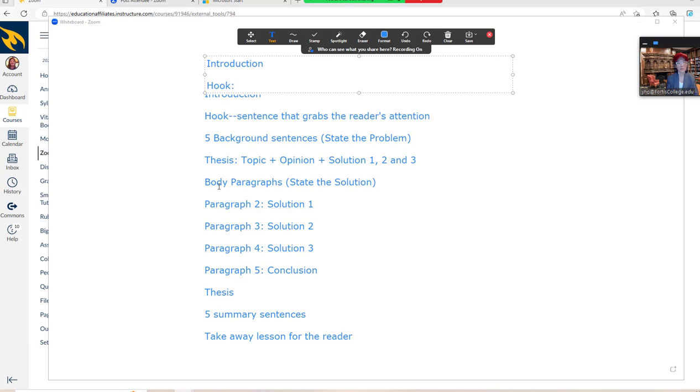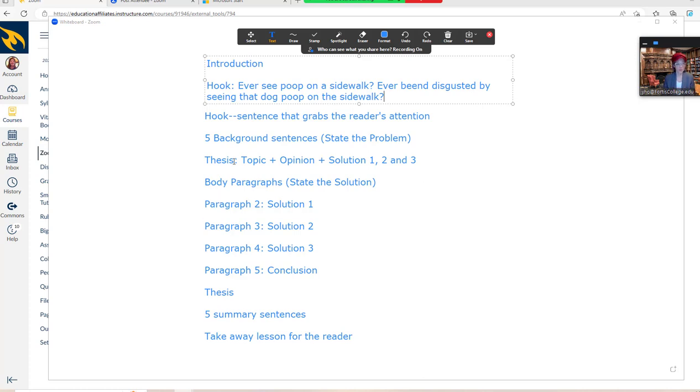Ever see poop on a sidewalk? Ever been disgusted by seeing that dog poop on the sidewalk? So this is kind of like a hook where you get the person interested in reading your essay.